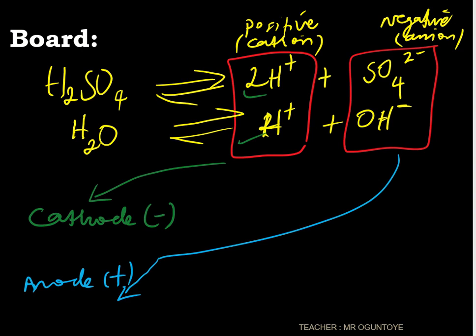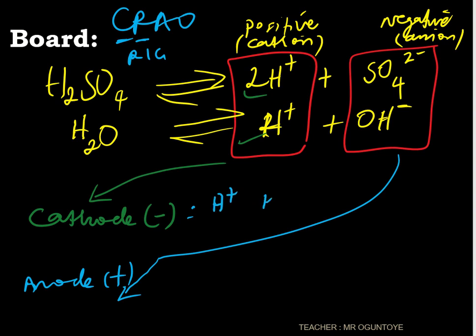The anode is a positive electrode. Unlike charges attract. So when hydrogen gets towards the cathode, what will happen to hydrogen? Will it lose or gain electron? Remember CROW: cathode is reduction, and of course reduction is gain. So hydrogen goes there to gain electron. H plus will gain one electron to form hydrogen atom. Because hydrogen gas is diatomic, we'll multiply this by 2, and this by 2. The concept is just simple. So hydrogen gas will be discharged at the cathode.